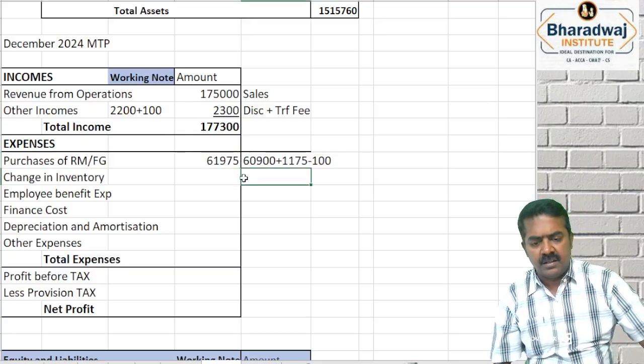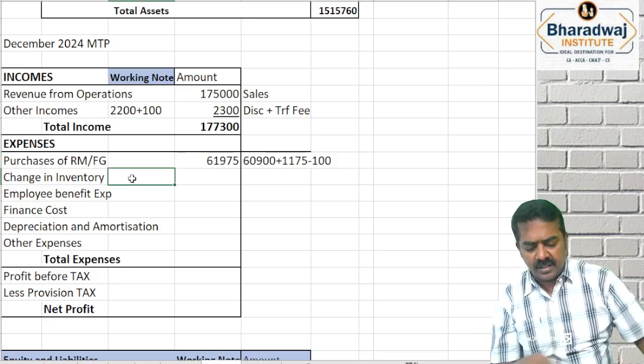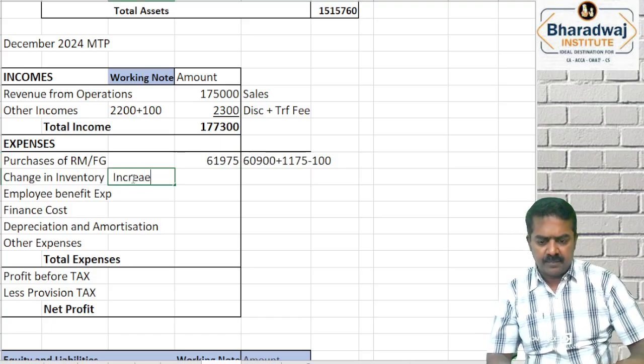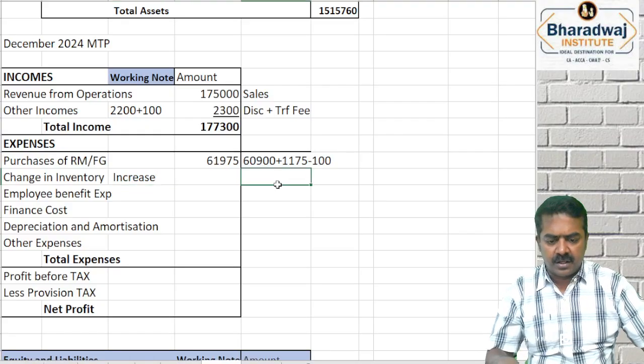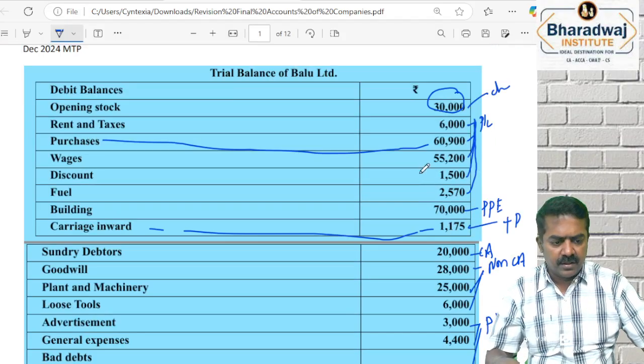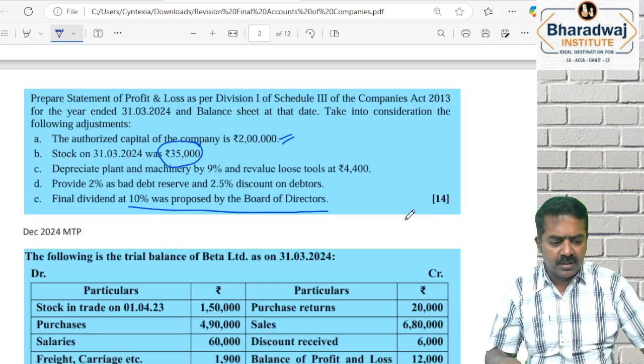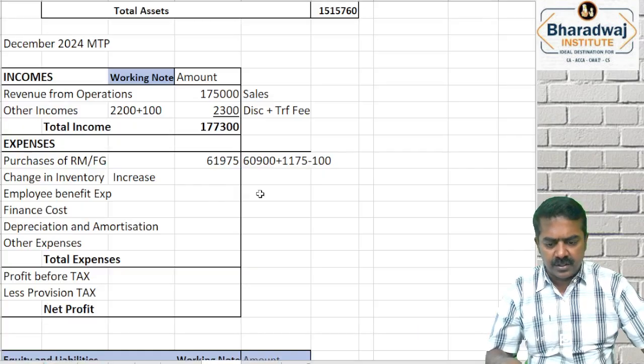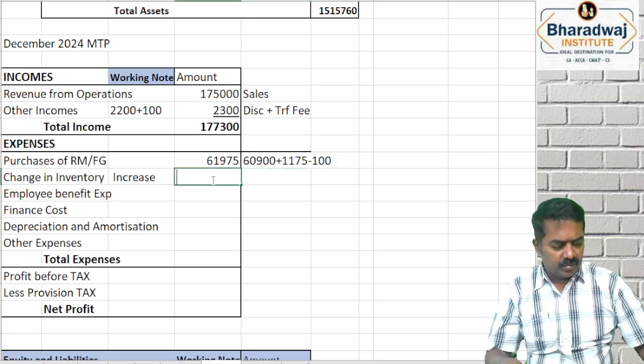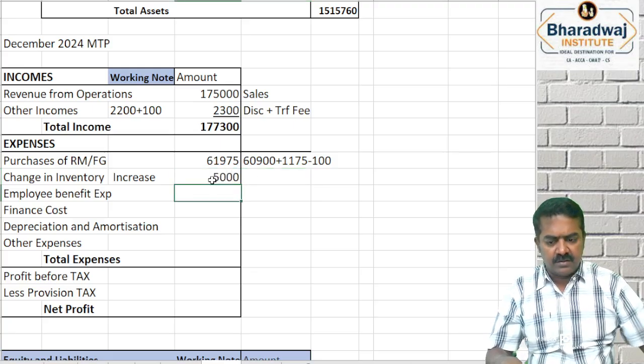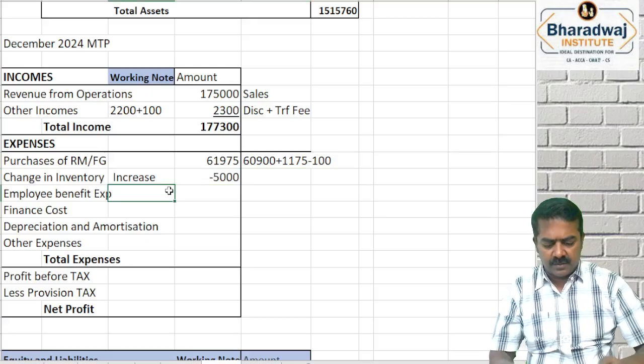Change in inventory. It is actually an increase in inventory. Opening stock to closing stock increased. Opening stock is 30,000. Closing stock is 35,000. Increase in inventory, minus 5,000.